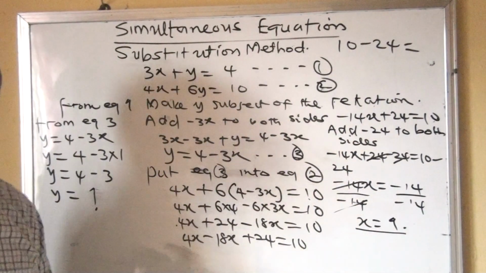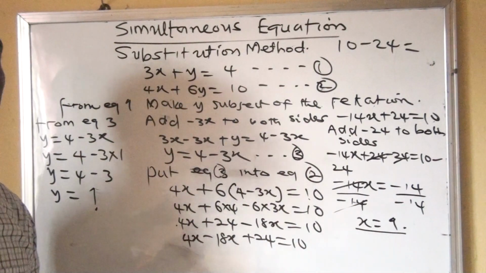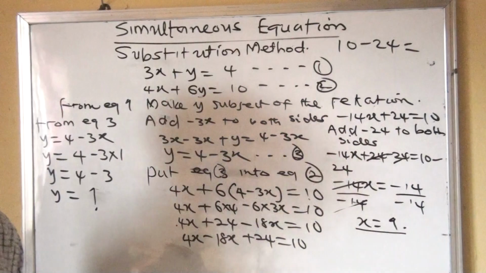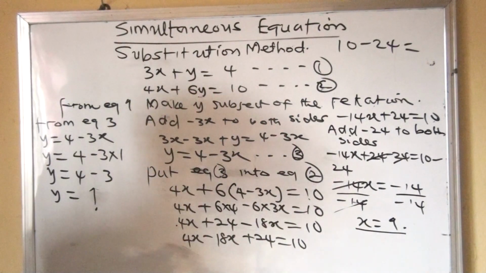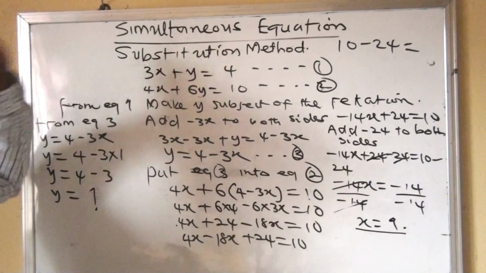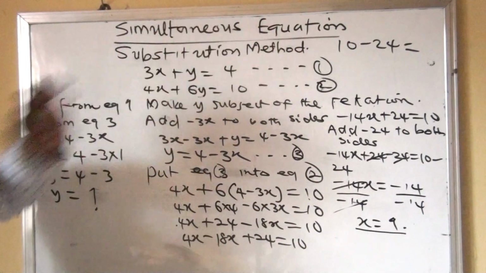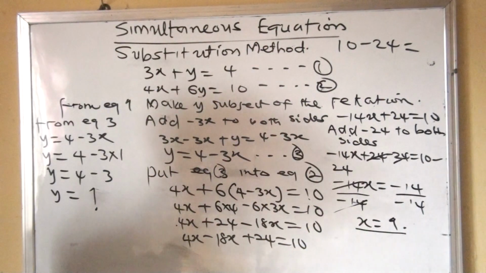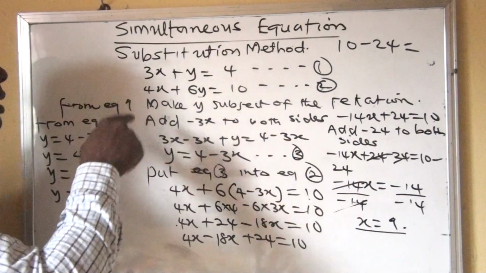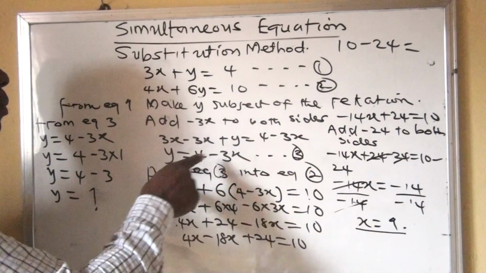Okay, now let me have a recap of what I've just said. In the substitution method, substitution means that one is representing the other. We are using one variable, one of the unknowns, to represent the other one. The first thing you do is choose the unknown that you want to make subject of the formula, either in equation 1 or in equation 2. That means the unknown must stand alone.